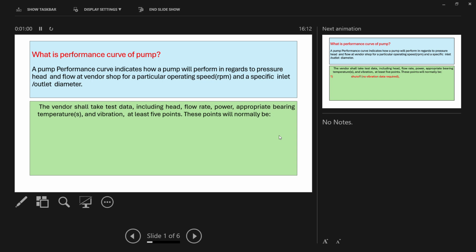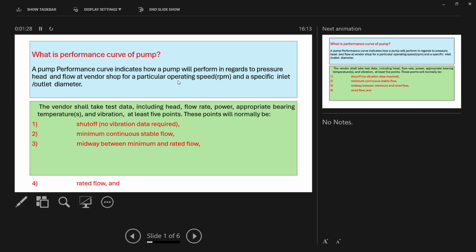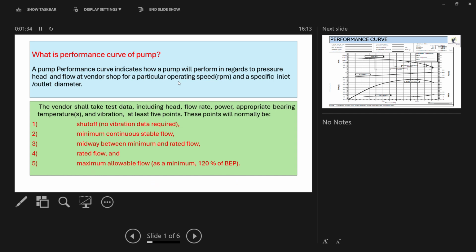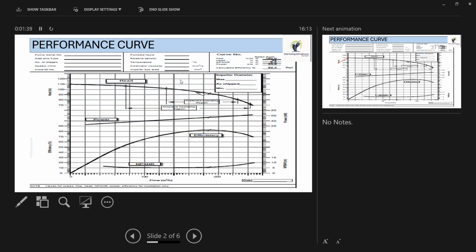The vendor shall take the test data including head, flow rate, power, bearing temperature and vibration at least at 5 points, and these 5 points normally are: 1 is your shut off, where no vibration record is required. 2 is called minimum continuous stable flow. 3rd is midway between minimum and rated flow, and maximum allowable flow, that is 125% of BEP. Now this is the performance curve.